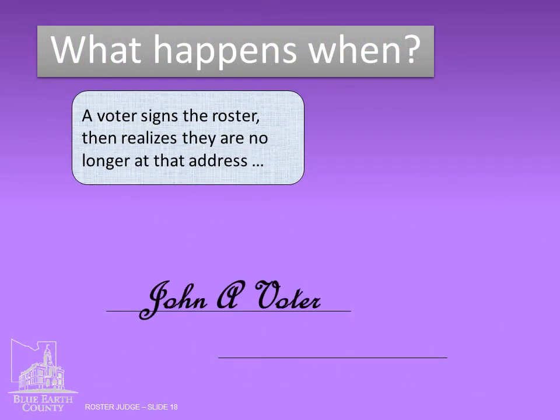If a voter signs the roster and then realizes the address is incorrect or they have changed their name, they will need to re-register. A roster judge must cross off the voter's signature on the roster page using a red pen. Make a note of this on the incident log. Send the voter to the Election Day registration judges.